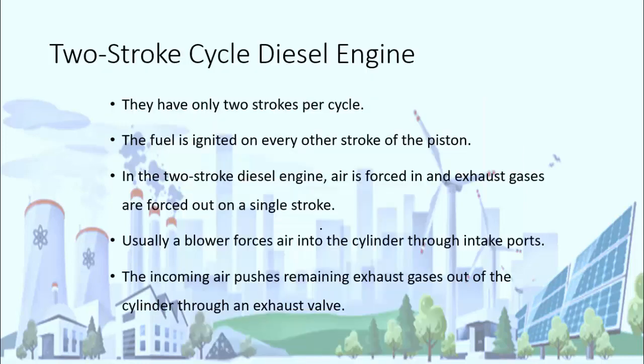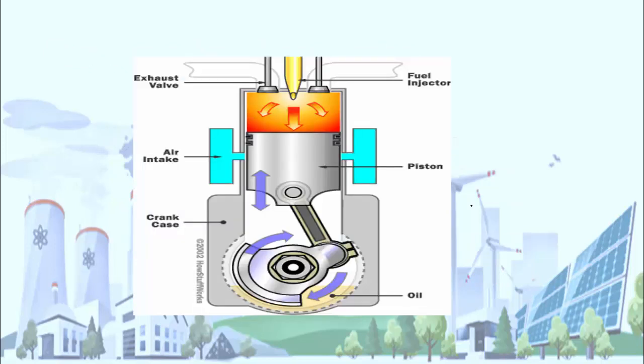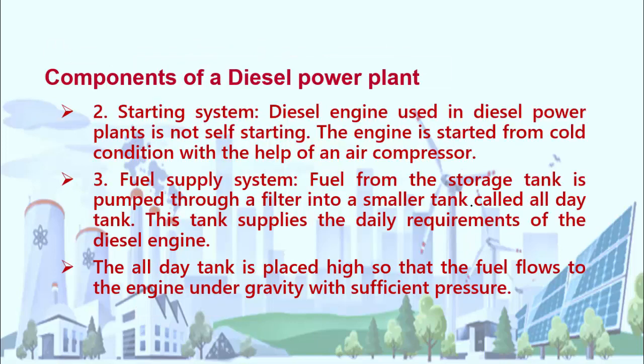I already told you the two-stroke engines are used in the diesel power plant. The two-stroke engine usually has only two strokes. That is, the intake and the exhaust happen in a single stroke. In the two-stroke diesel engine, air is forced in and the exhaust gases are forced out in a single stroke. Usually a blower forces the air into the cylinder, and that intake air expels the exhaust gases out of the cylinder, right? This is the schematic diagram of the two-stroke engine and the components of the diesel power plant.